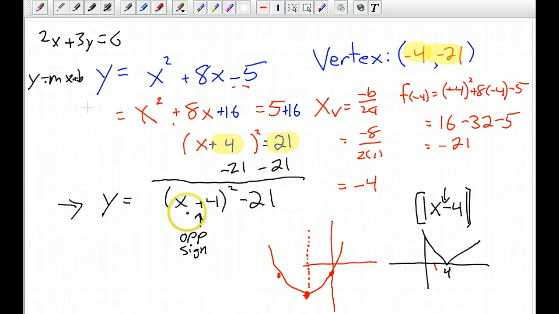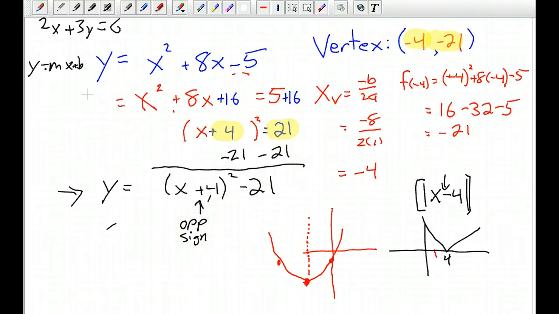So if we have to find both the vertex and the roots, it looks like completing the square is the fastest way to do that, because it has finding the vertex within the same problem of finding the roots. All right, just got to watch out for that opposite sign. All right, so let's do a few practice. We'll do another one all the way through.